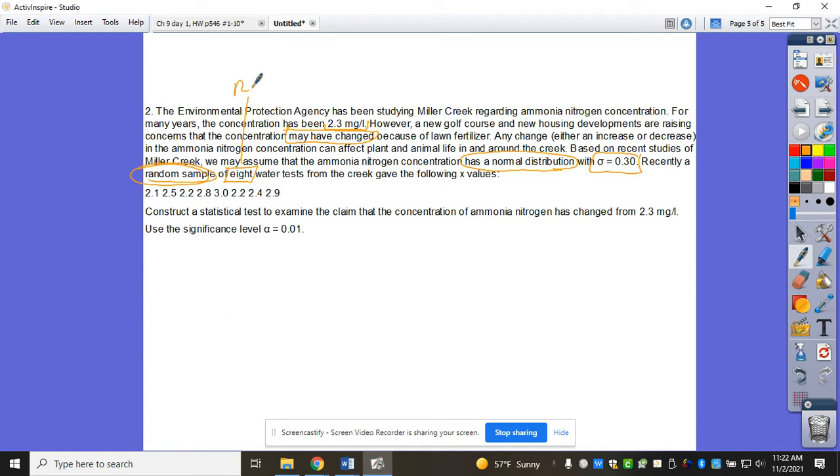So those are just the amounts of, and I think I changed this, those are the amounts of concentration of ammonia and nitrogen in the water. Construct a statistical test to examine the claim that the concentration of ammonia nitrogen has changed from 2.3 milligrams per liter. Use the significance level alpha equals 0.01. So just like before, we're used to going through these and kind of figuring out what we need and what we don't need.